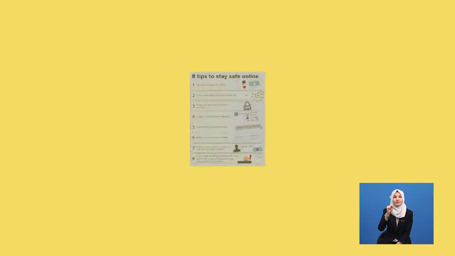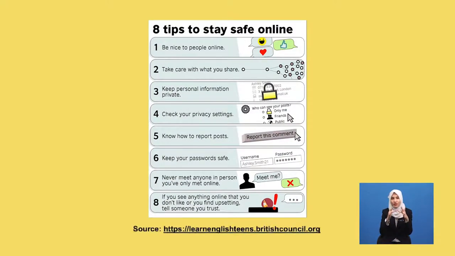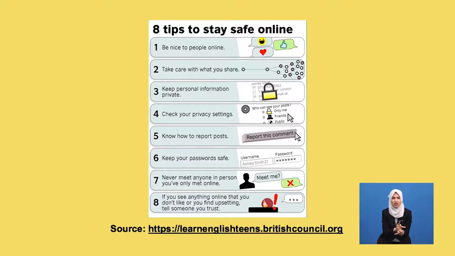Now, look at this poster of 8 tips to stay safe online. Number 1, be nice to other people online. Number 2, take care with what you share. Number 3, keep personal information private. Number 4, check your privacy setting. Number 5, know how to report posts. Number 6, keep your password safe. Number 7, never meet anyone in person you've only met online. And lastly, number 8, if you see anything online that you don't like or you find upsetting, tell someone you trust.